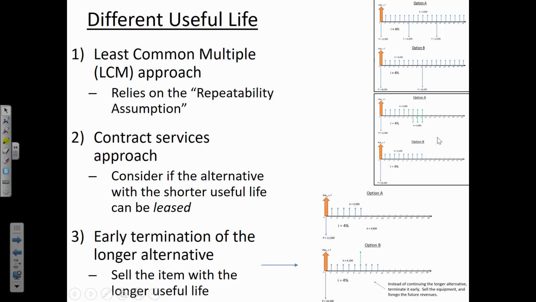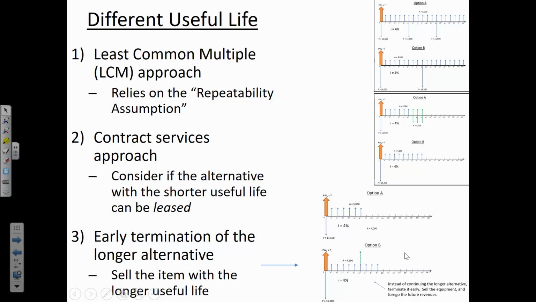All right, early termination. Remember, the problem is one is longer and one is shorter, and we can't compare them unless they're the same length. That's a rule. So our third way of making them the same length is you take the one that's longer and make it shorter by selling the equipment early rather than using it for its entire useful life. We learned those three tools when we were doing present worth analysis. You can use those same tools to make cash flow diagrams the same length if you're doing future worth analysis.